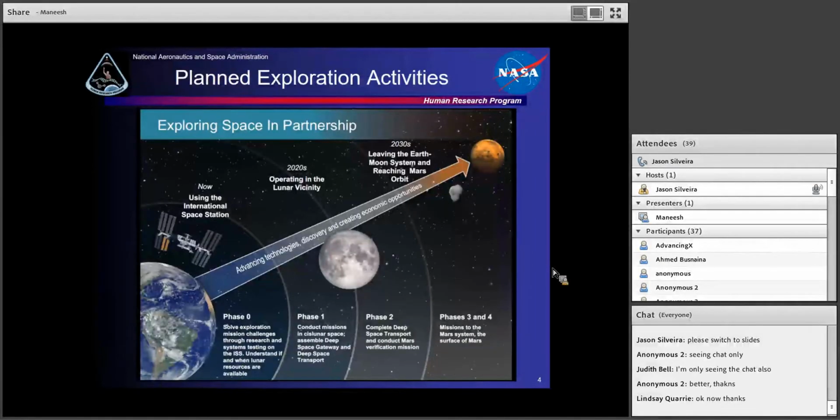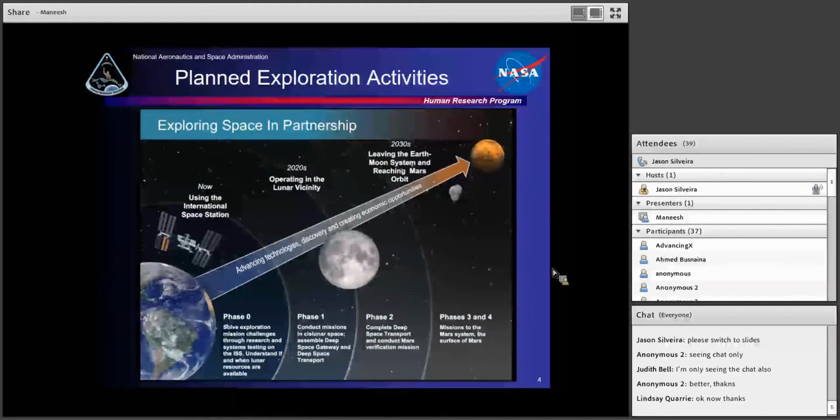This is the big picture exploration scope that NASA is presenting. Right now we are in phase 0. We're working on the International Space Station in low Earth orbit, and our research is to enable exploration, which are the other phases. The next phase, phase 1, would be to establish missions in cislunar space using a deep space gateway and a deep space transport. So the goal is to put a small station in cislunar orbit around the moon and to do what research we can from that facility.